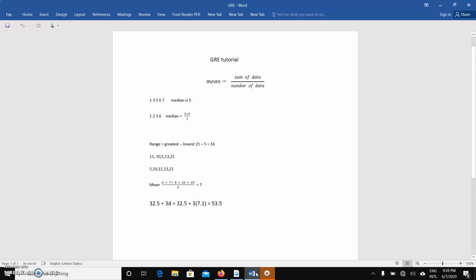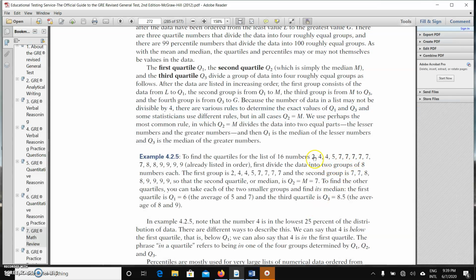I think I have a better way of explaining this. Okay, now let me just go back. 1, 2, 3, 4, 5, 6, 7. Right? Okay, this is the first group. Let me stress this. This is the first group: 1, 2, 3, 4, 5, 6, 7, 8. That's 8. You have 16 divided into 2, right? So the first group is this. It means that we are going to look for the median of these two groups.